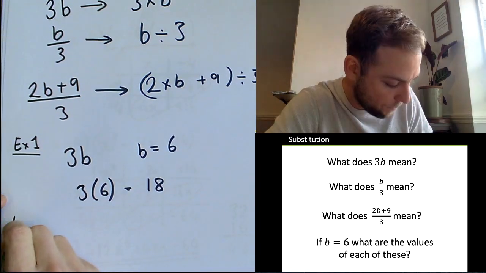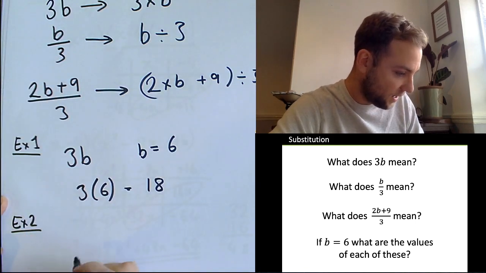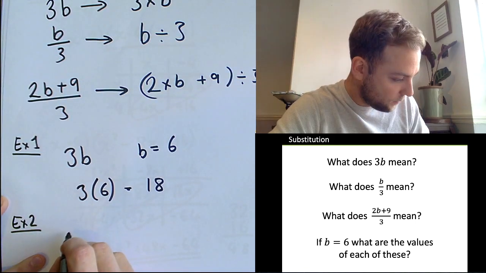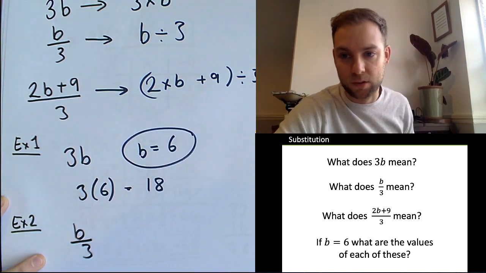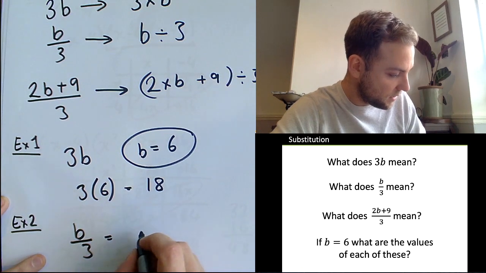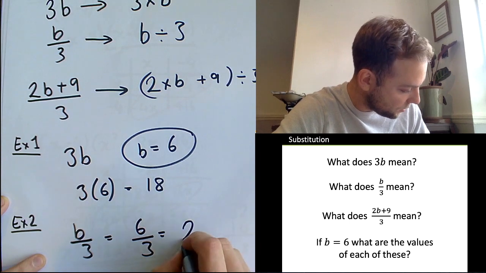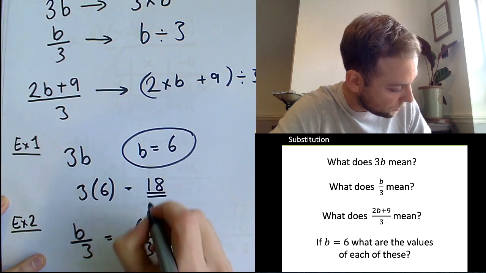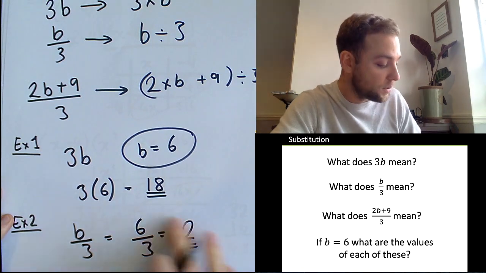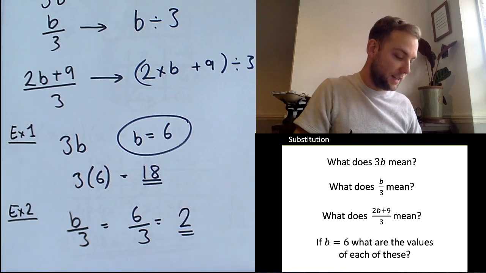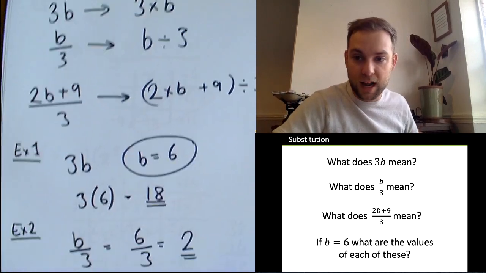So the next one, example 2. We know that it's going to be b divided by 3 now. I'm going to circle that because we know that b is always going to be equal to 6. So this one here is equal to 6 divided by 3, which is 2. That's that next question done. Notice I haven't used the divide symbol here. I've done that purposefully because I want to use algebraic techniques. Okay, so next one, example 3.